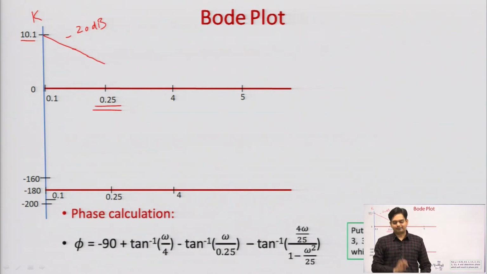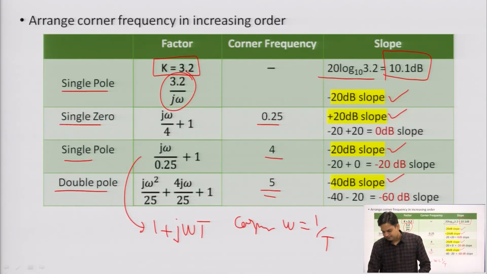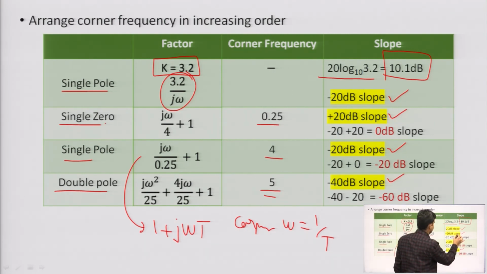I have to stop here. Okay. Now, I need to see what is the factor here. It is 0 or pole, it is 0. How much? Plus 20 dB. Okay. It means previously I was having plus 20.